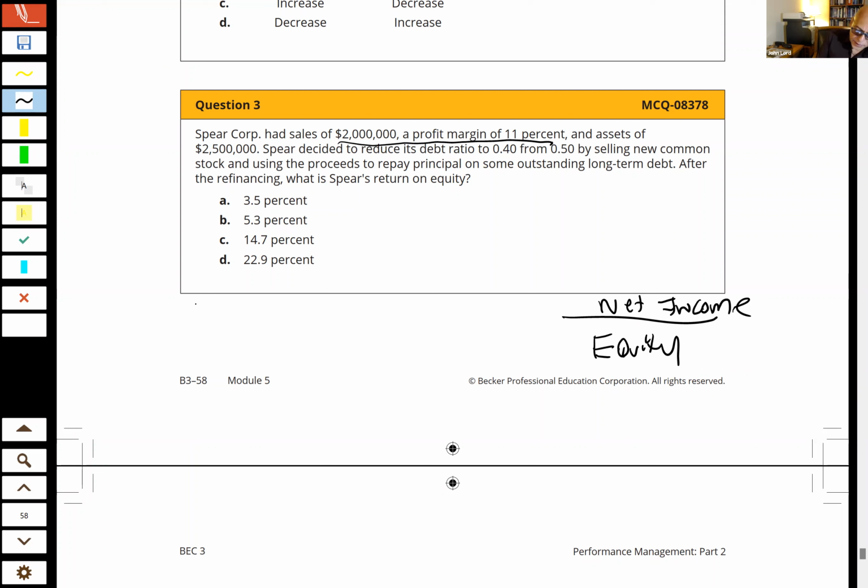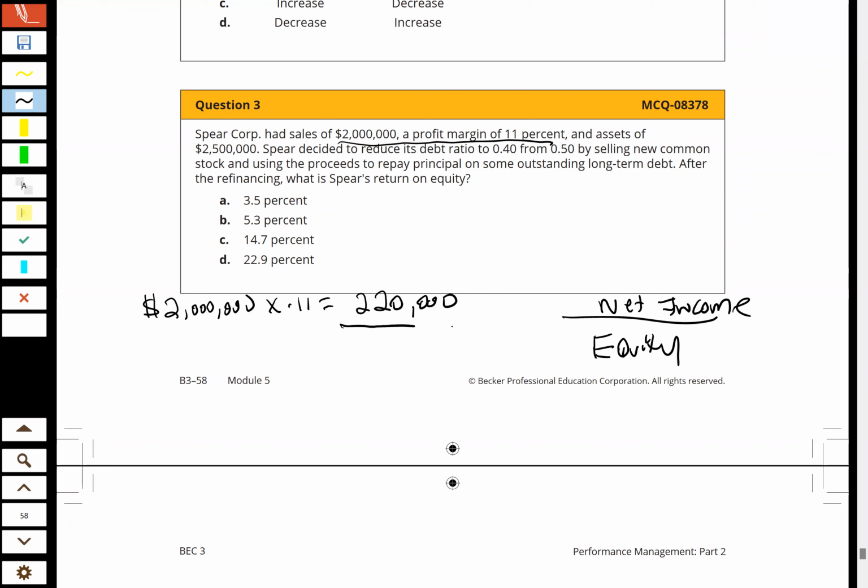Okay, so that's telling me that the numerator here is going to be this $2 million times this 0.11. What's that come out to? Something like 220,000. Did I do my math right on that? That's what I got, yes. Yeah, okay, thank you.